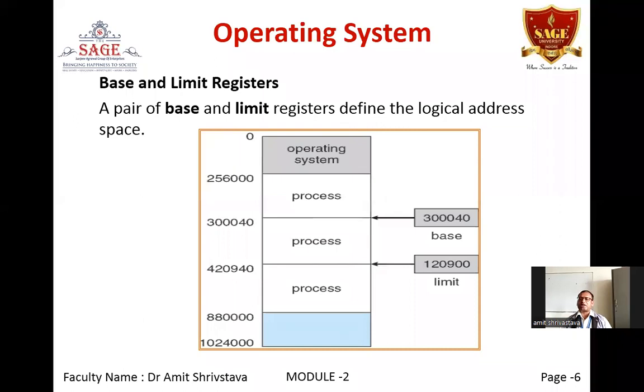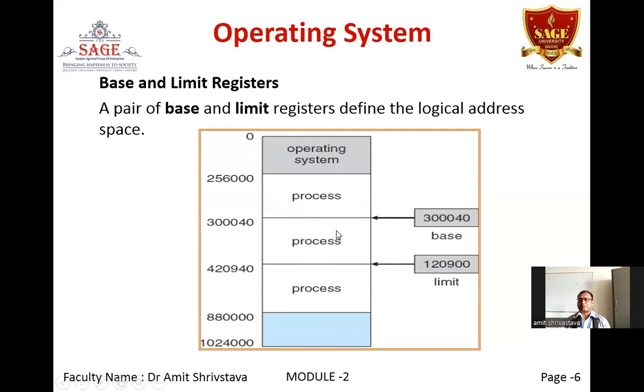Base and limit registers are the two basic registers required for protection of different processes. They work like this. The base register holds the base address of our process. For example, in this case, our process is starting from memory address 30040, so the base register will be holding that. And the limit register is the length of the process. So this 120900 is obtained by subtracting this 30040 from 420940.